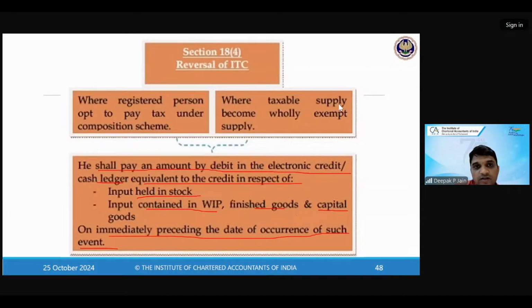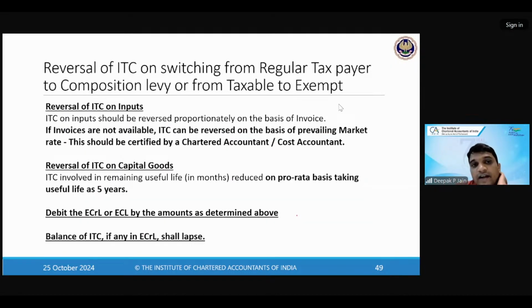Now, this you understood. Reversal on ITC on switching from regular to composition will be ITC on input shall be reversed proportionately on the basis of invoice. If invoices are not available, Purana invoice ho gaya, then what you have to do? ITC can be reversed on the basis of prevailing market rate. Then for capital goods, जैसे आपने pro rata basis लिया है 5% per quarter, वो same लेना पड़ेगा, saying that you have used for that many years, balance is what you have to reverse.